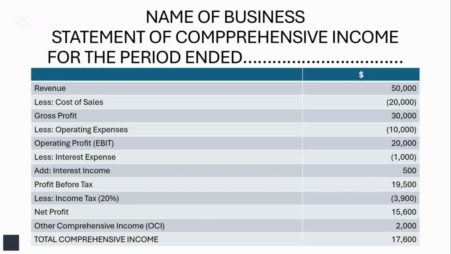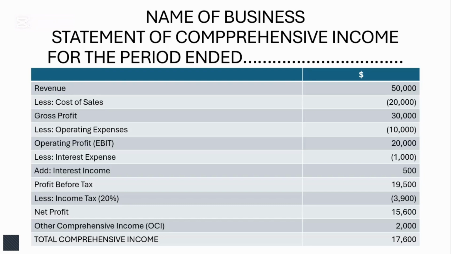Now, just one or two things to add is that please make sure that, as you would see at the top, the name of the business is included, statement of comprehensive income, and for the period ended is how you will head it up if we are doing it for a period that has passed. If we are doing it as a forecasted statement of comprehensive income, then instead of the terminology for the period ended, we will say for the period ending.